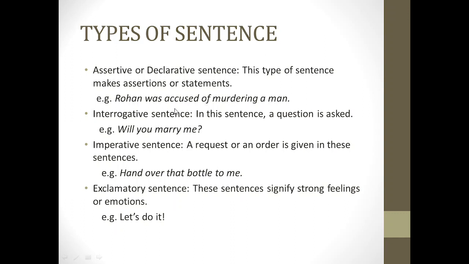Our next sentence is the interrogative sentence. The name itself carries the meaning of this type of sentence. It means question, interrogation, interrogative. It means a question is asked in this type of sentence. Example: Will you marry me? Here there is a question. So whenever there is a question, we can say that it is an interrogative sentence.